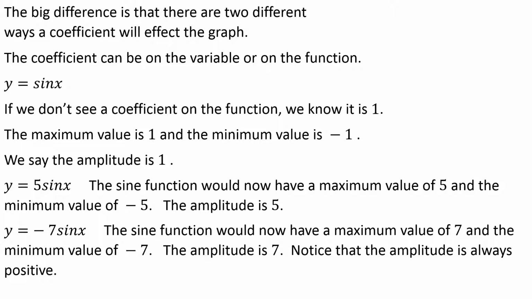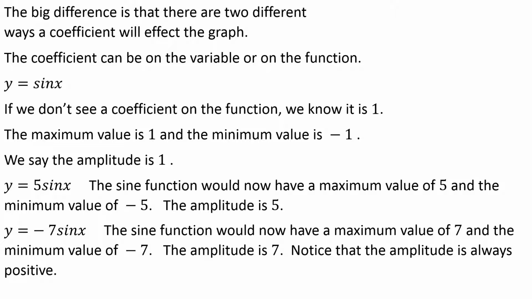What if I put a -7 as a coefficient on the function? y equals -7 times the sine of x. Now the maximum value is 7. The minimum value is -7. I'd say the amplitude is 7. Notice that even though that's a -7 on sine of x, I still say that the amplitude is 7. The amplitude is always positive.